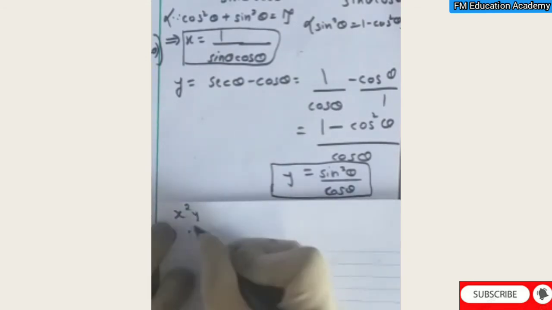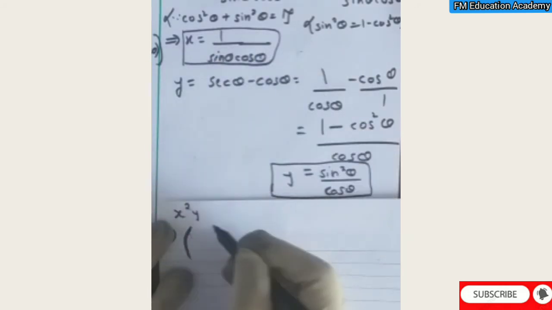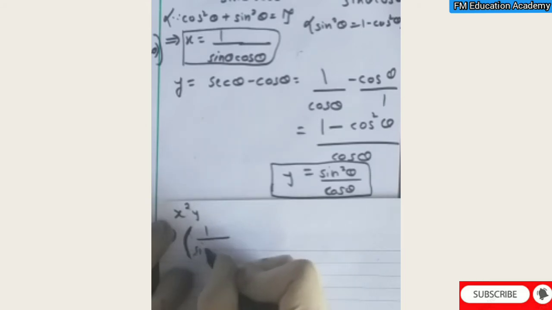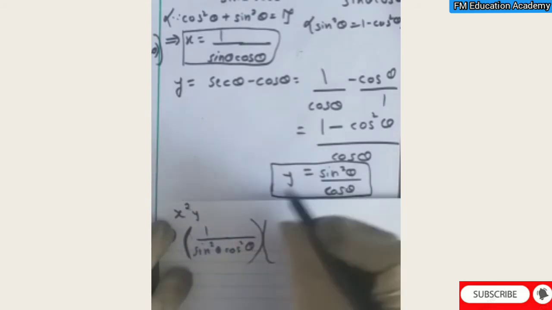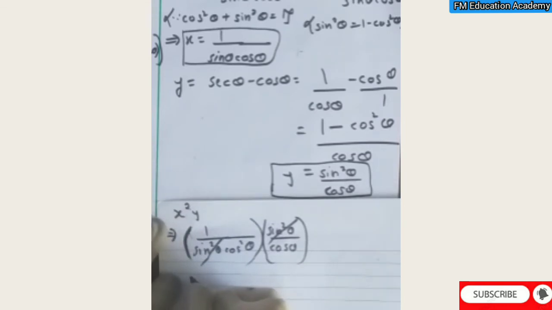x square y means, what was x? x is 1 by sin theta into cos theta. So x square means 1 by sin square theta into cos square theta into y. What is y? Sin square theta by cos theta. So sin square theta will get cancelled. What are we left with?